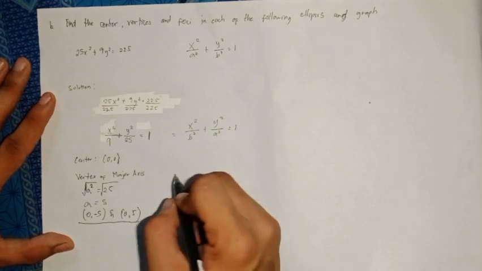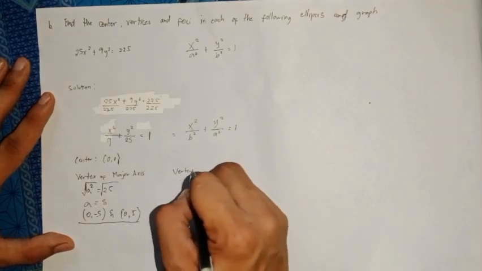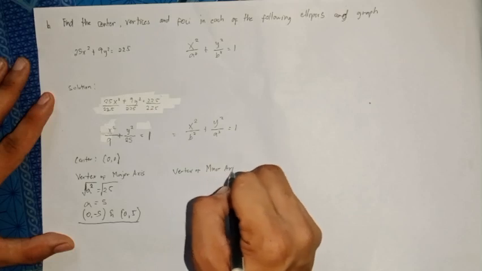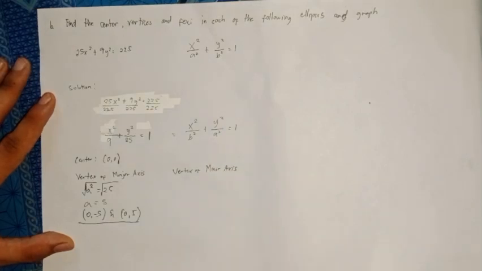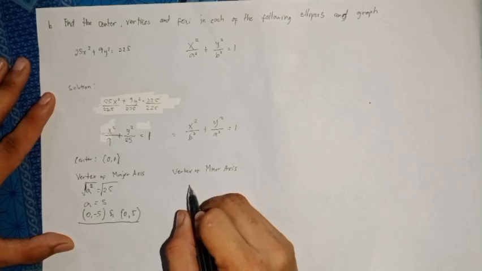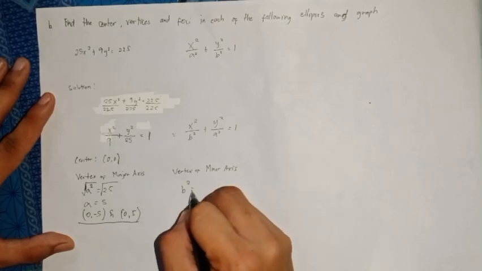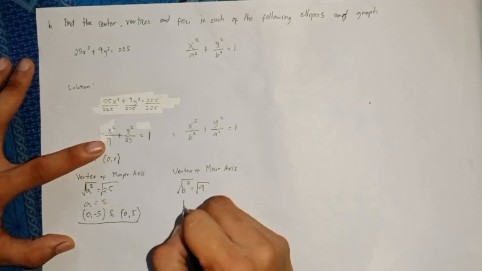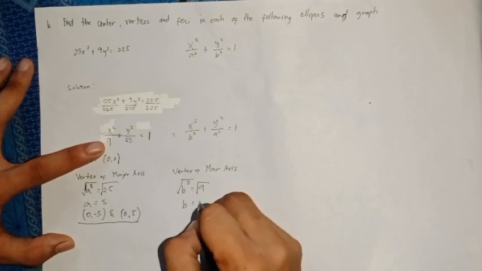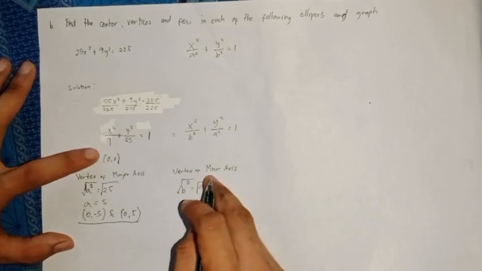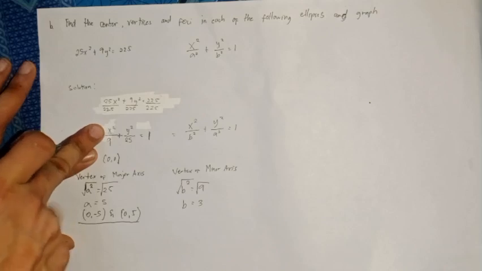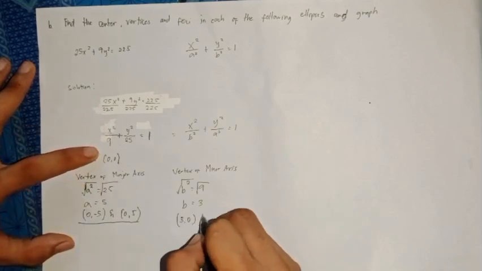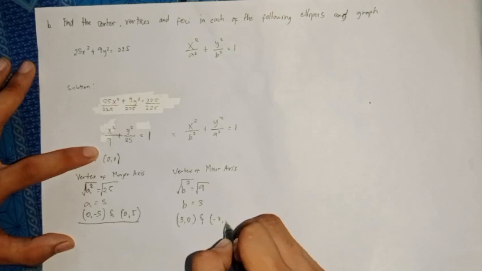And the vertices of our minor axis. Since the minor axis is denoted as b, b squared is equal to 9. Take the square root. b is equal to the square root of 9, which is 3. Since our minor axis is on the x-axis, the vertices are (3, 0) and (-3, 0).